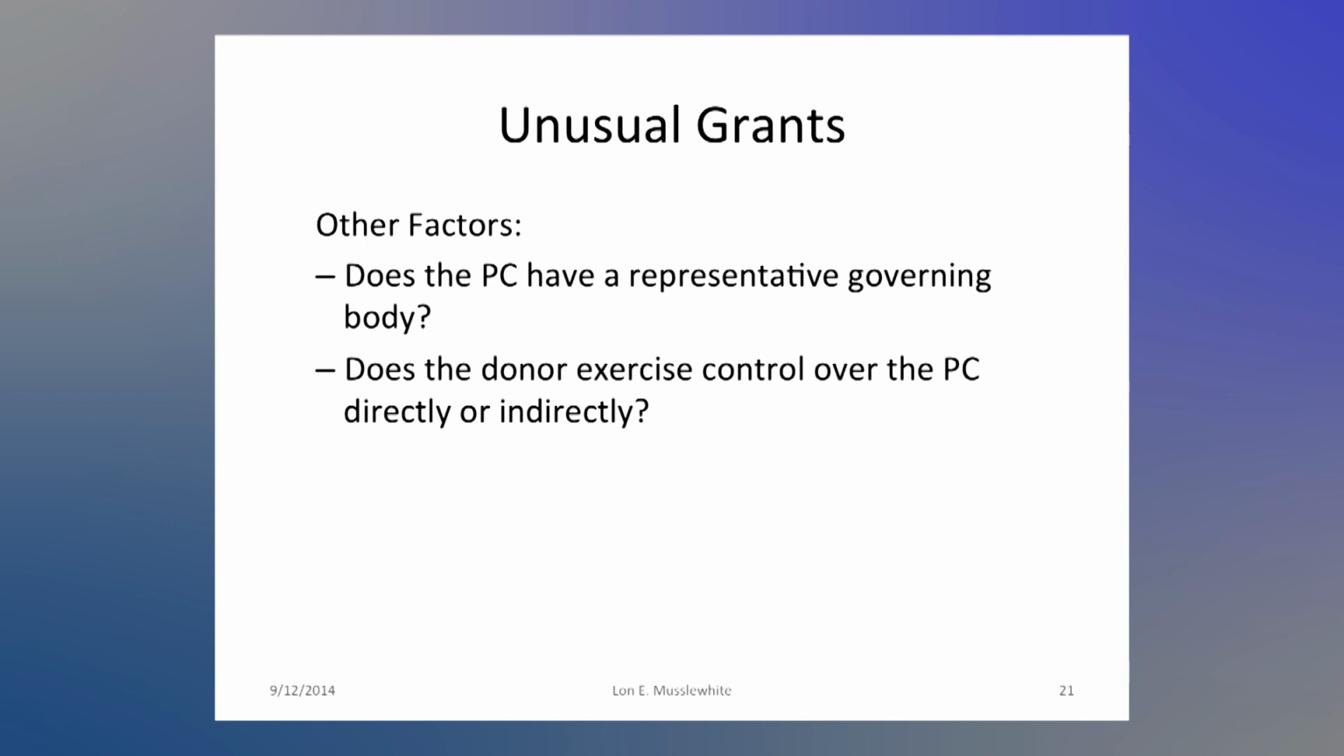And finally, and this one makes a lot of sense, does this donor who gave you this alleged unusual grant exercise any control over your organization directly or indirectly? As you might guess, if there is control, that's going to suggest that it's not an unusual grant. If the donor just came in out of the blue and really has no relationship to your organization, you have a much stronger case.